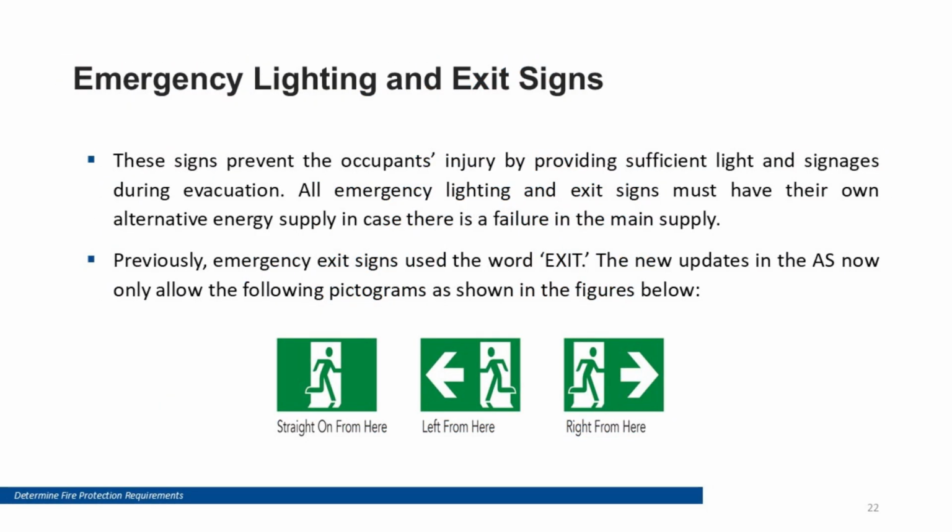Emergency lighting and exit signs. Emergency lighting and exit signs support safe evacuation when normal power fails. They must be visible, correctly placed, and supported by backup power. The purpose is to prevent injury and guide occupants quickly to exits under emergency conditions.